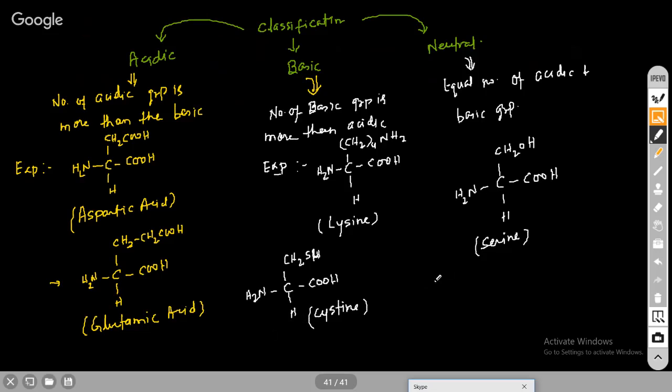Another structure is this, which has a different pattern from the other one. CH2 CH2, then we have CH2, NCH2, H. This is proline. It has a different structure, so you must remember it. It actually does not follow the general formula we have.